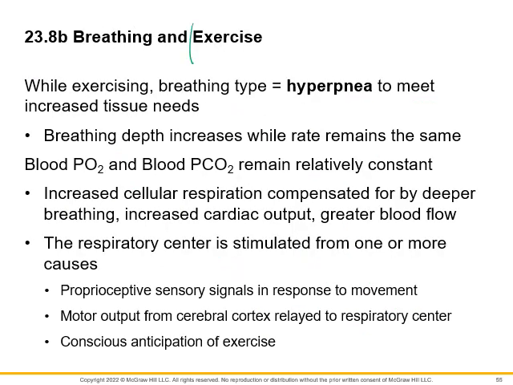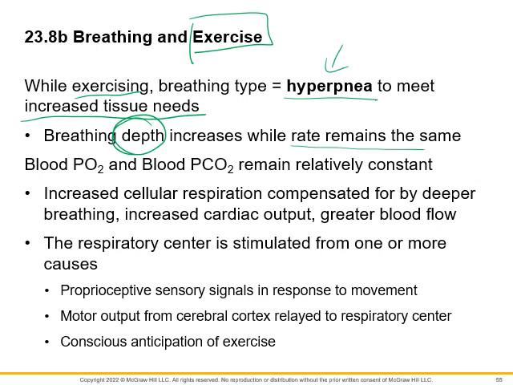So now we're talking about exercising. So while exercising, we need to increase the tissue's needs. We need to increase our breathing to meet those needs. So this is hyperpnea. So we are going to increase our depth while the rate remains the same. So the amount of oxygen and carbon dioxide remain relatively constant because we are compensating in other ways. We're breathing deeper, more air in.